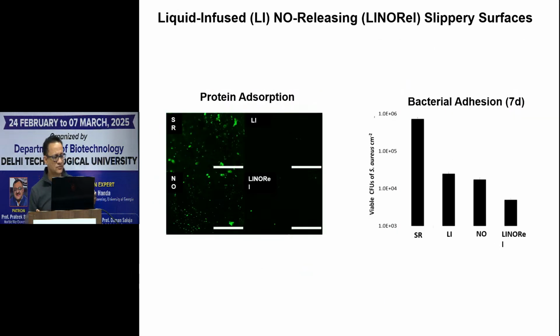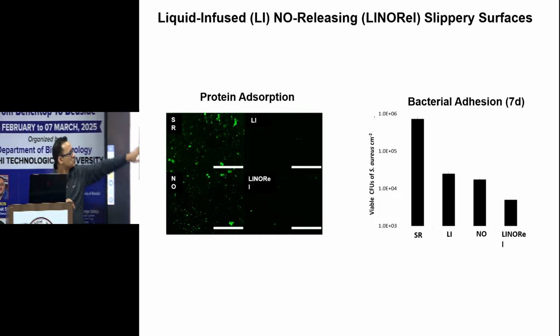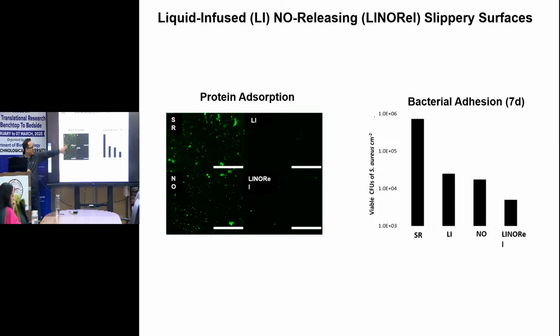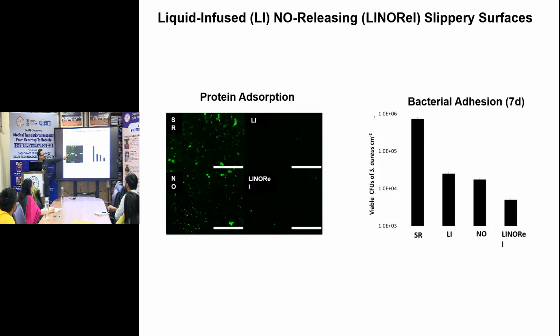So basically, this got a little bit messed up. This is a control silicon rubber. SR is silicon rubber. NO is nitric oxide releasing surface. LI is liquid infused surface. LINORel is liquid infused nitric oxide releasing surface. And all this fluorescently labeled protein is fibrinogen. So on a silicon rubber, a lot of protein is sticking. NO surface, protein sticking. Liquid infused surface, protein is not sticking. And LINORel surface, protein is not sticking. So we made an anti-fouling NO releasing surface.